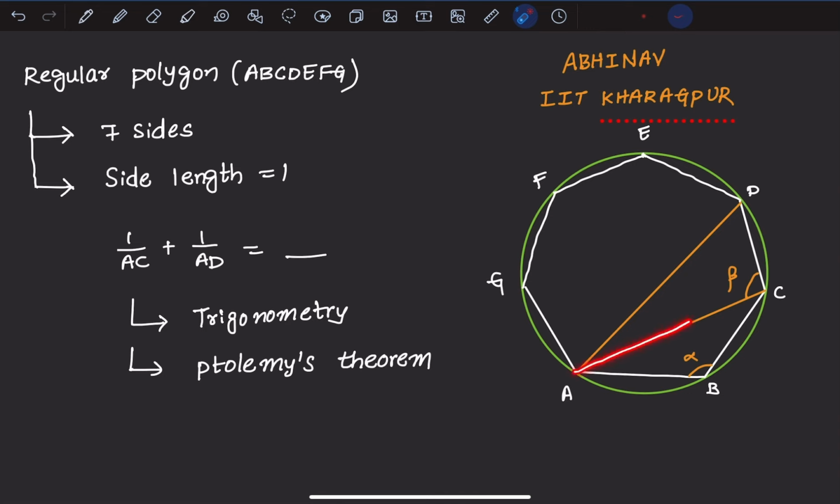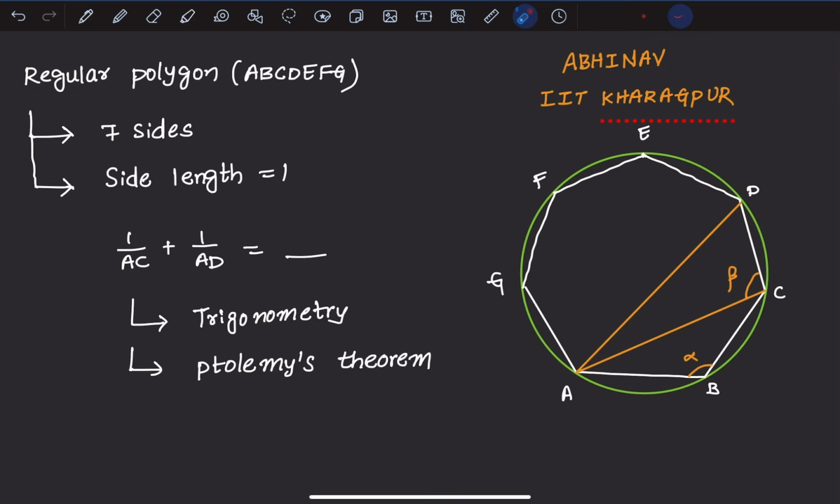AC is the diagonal of the regular polygon. AD is also a diagonal of the regular polygon, but a longer diagonal. So all you have to do is figure out the sum of the reciprocals of these two diagonals. This might be an integer question in your JEE Mains or maybe your JEE Advanced, because the answer to this particular quantity will be an integer. It has got a very good concept involved in it, so make sure you stick around till the end.